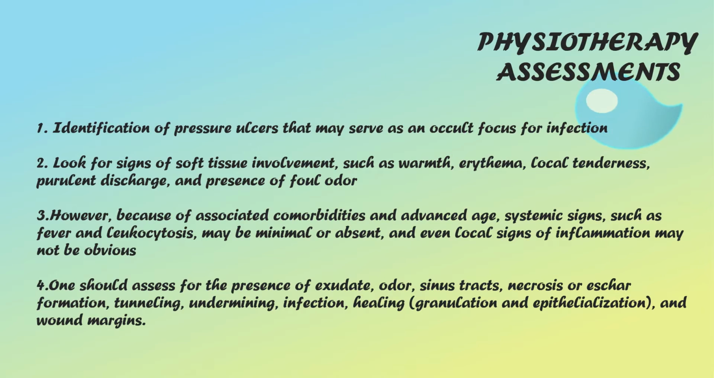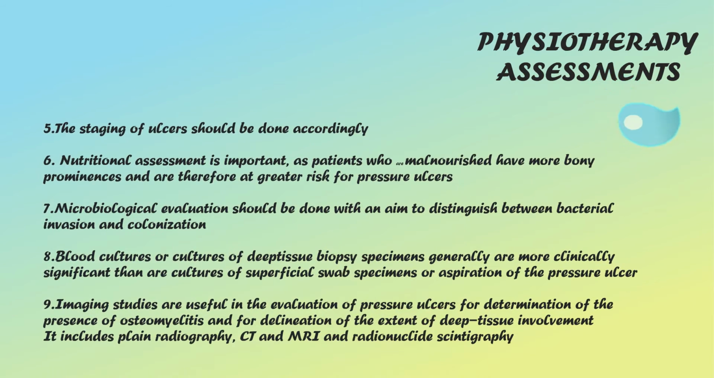And number 4, one should assess for the presence of exudate, odor, sinus tract, necrosis or eschar formation, tunneling, undermining, infections, healing, and wound margins. And number 5, the staging of the ulcer should be done accordingly. Number 6, nutritional assessment is important as patients who are malnourished have more bony prominence and therefore are at greater risk for pressure ulcer. Number 7, microbial evaluation should be done with an aim to distinguish between bacterial invasion and colonization.